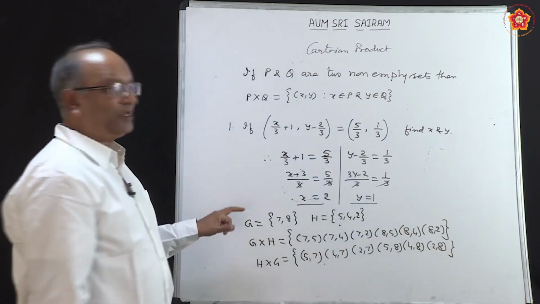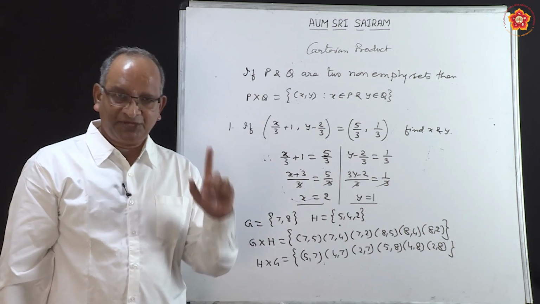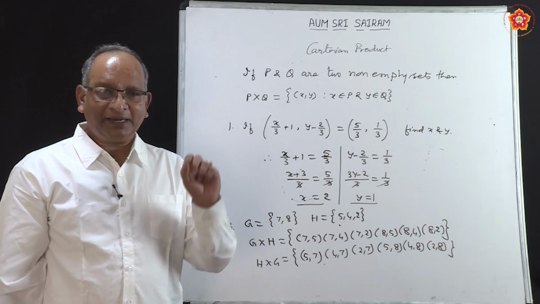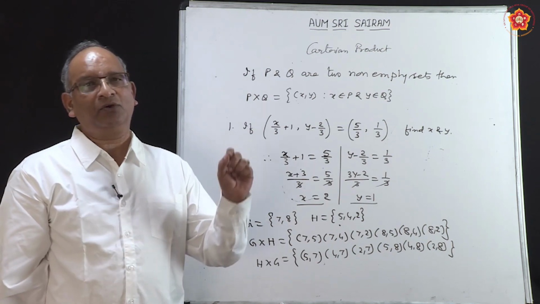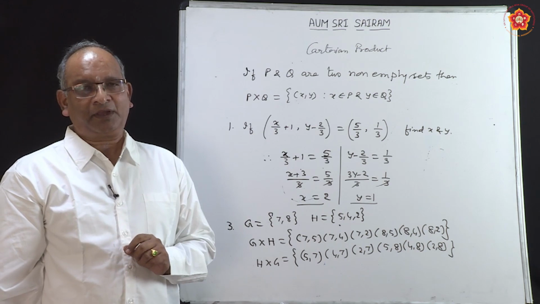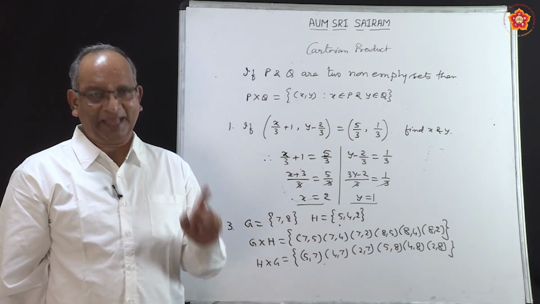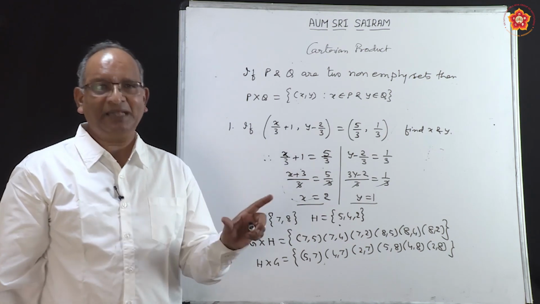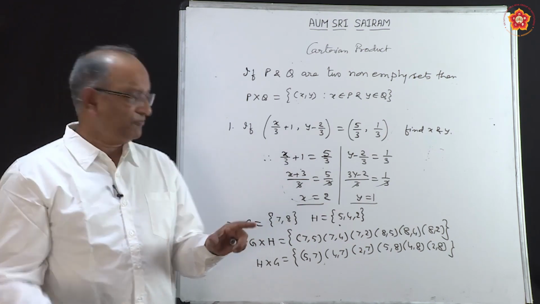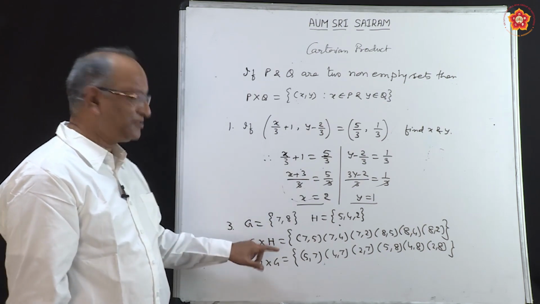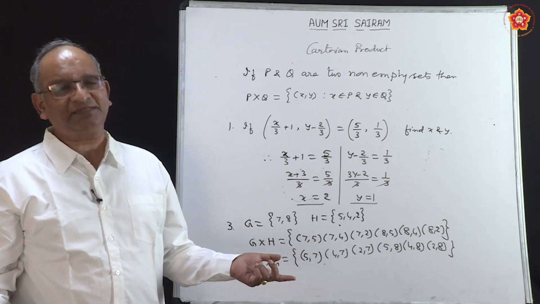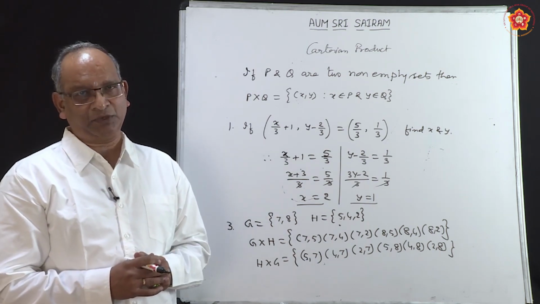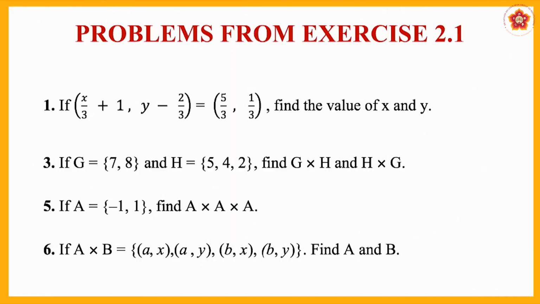You can see that both are not equal. When G cross H is not equal to H cross G, we say the product of sets does not follow commutativity. Commutativity means what? Whenever you apply an operation between two sets, it should give the same answer if you reverse the order. So we are finding that G cross H and H cross G are not equal. Not equal means Cartesian product does not follow commutativity. Okay. Let us move to the next problem.